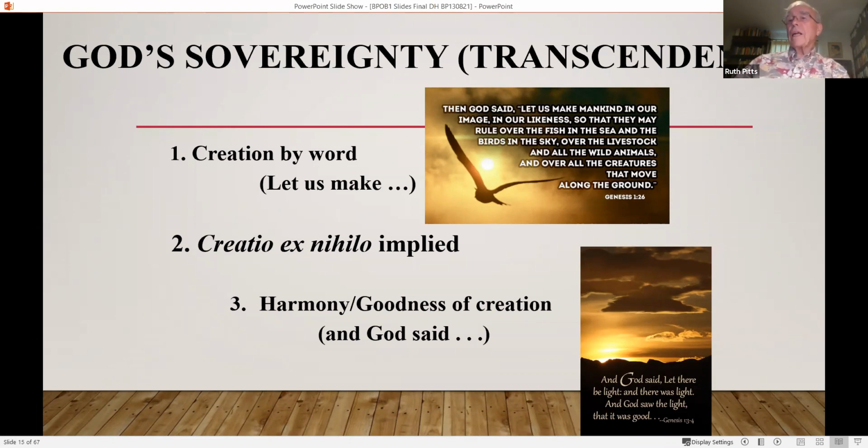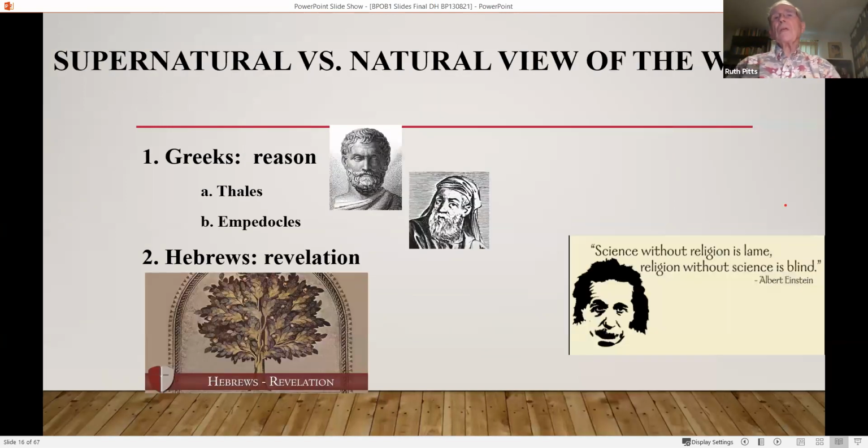Then the harmony and the goodness of creation. And God said, let there be light, and there was light. And God said that it was good. So what if we lived all the time in darkness? That's something we don't even want to contemplate. Let's move on.